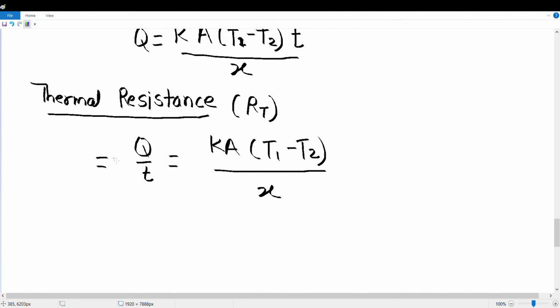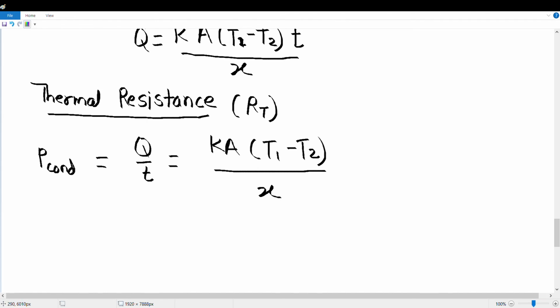This Q by t is the time rate of heat flow, and this is denoted by P conduction. So the time rate of heat flow, the rate of heat flow, is how much heat flows from one point to another point.